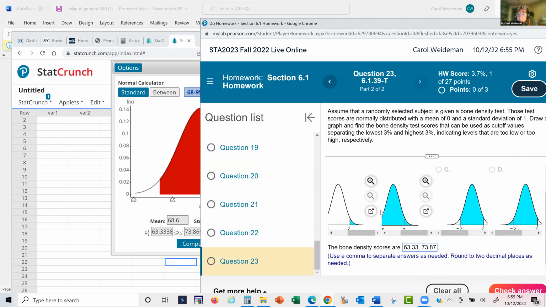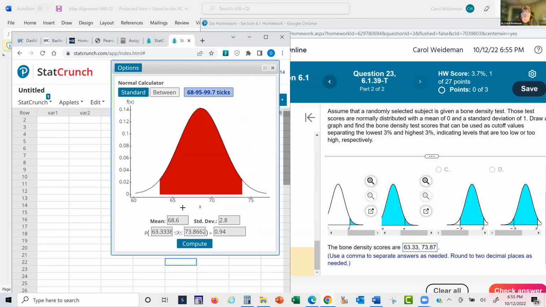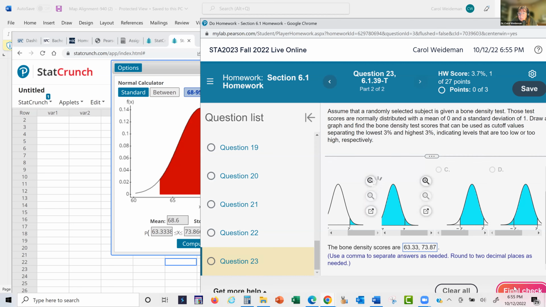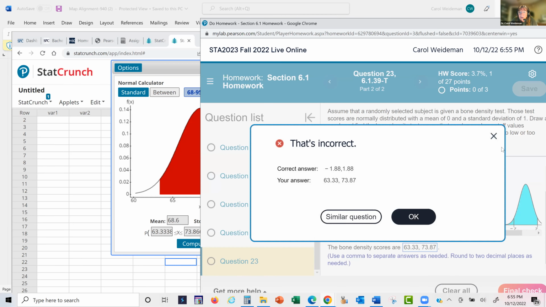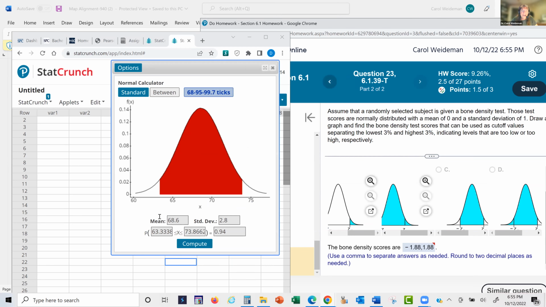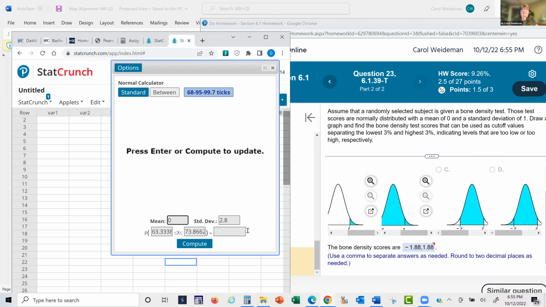I did it wrong. 2 decimal places. What did I do wrong? 0.94. I'm going to get to the right answer and see what we did wrong. It looks like we did it right. It's not rounded right. Oh, they want the z-score. Oh, I'm sorry. Oh, you know what I did? I didn't put it back to the standard normal. That's what I did wrong.